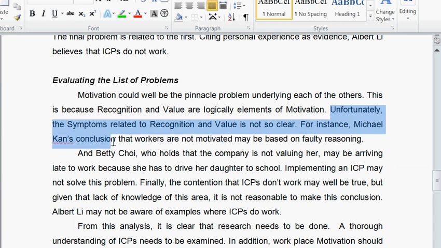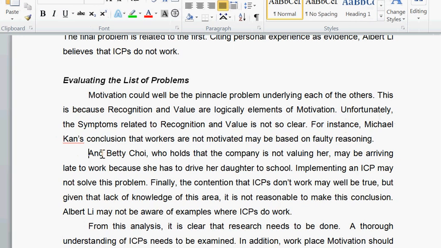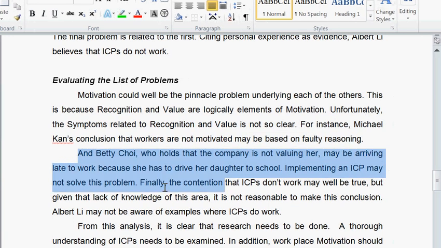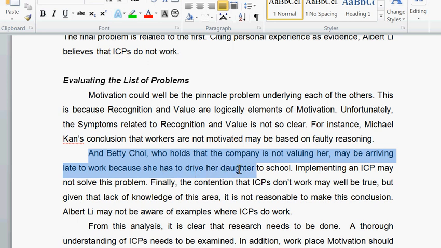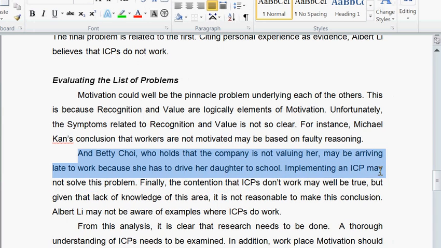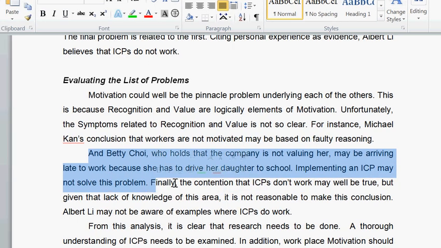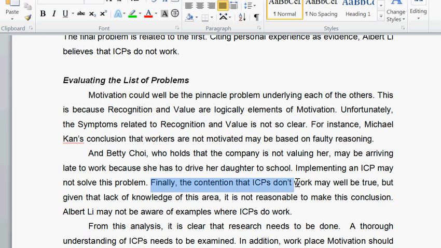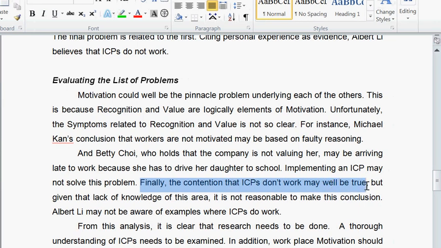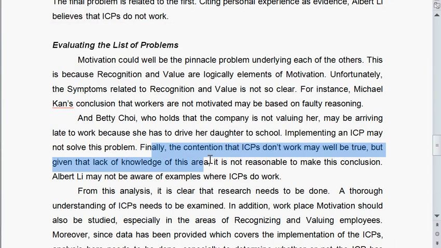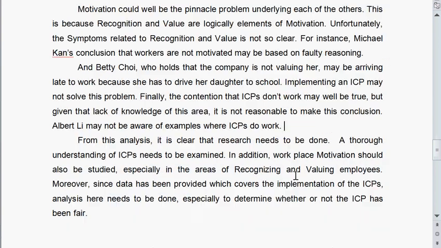For instance, Michael Kahn's conclusion that workers are not motivated may be based on faulty reasoning. And Betty Choi, who holds that the company is not valuing her, may be arriving late to work because she has to drive her daughter to school. Implementing an ICP may not solve this problem. Finally, the contention that ICPs don't work may well be true, but given their lack of knowledge of this area, it is not reasonable to make this conclusion. Albert Lee may not be aware of examples where ICPs do work.